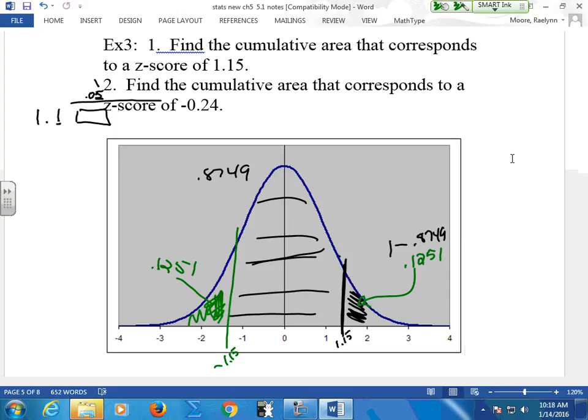So a little shortcut is, if I ask you to find the area to the right of something, can't you look up the negative of it and give it to me from the left? Because your curve is symmetric. So say I did this. Say I asked you to find the area to the right of 2.0.